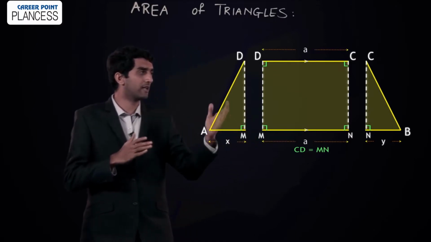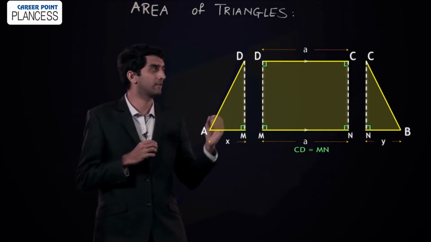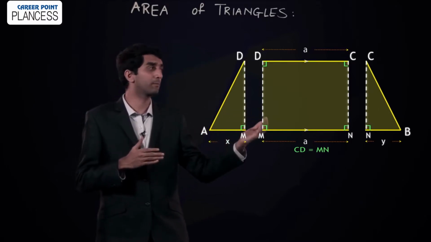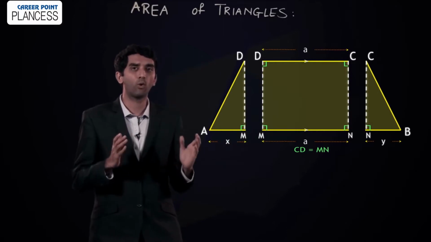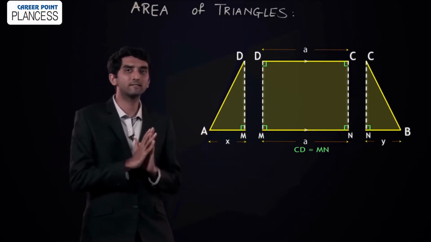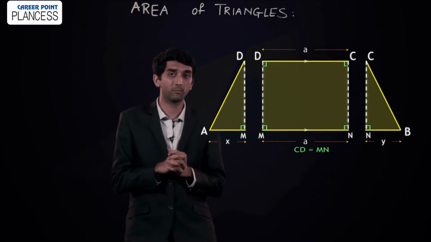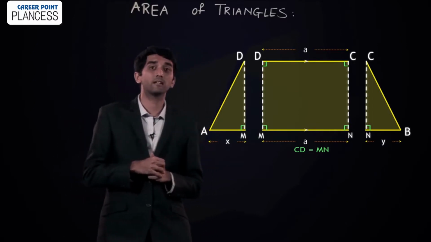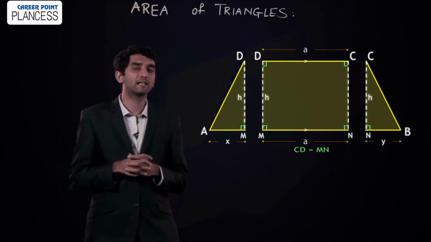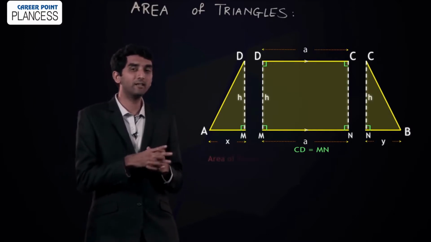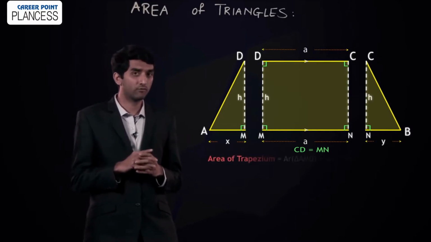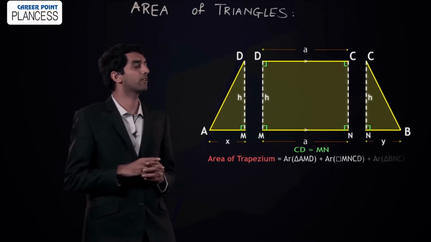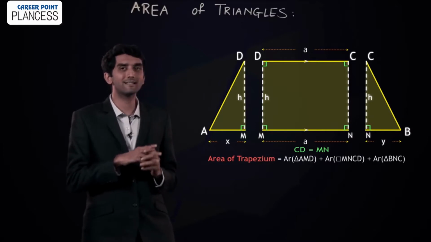So now let AM be X, MN is equal to A, and let NB be equal to Y. So we have all the lengths registered here in this particular trapezium. Now let's move on to the area. The area of this trapezium is nothing but the area of the right angle triangle AMD plus the area of the rectangle MNCD plus the area of the right angle triangle BNC.